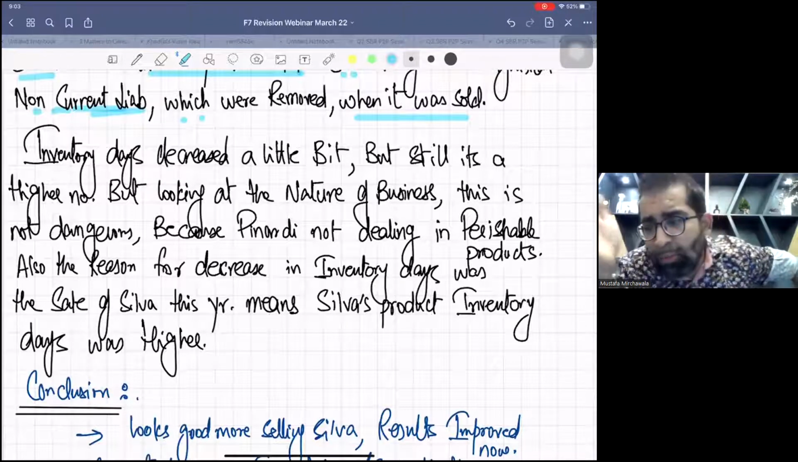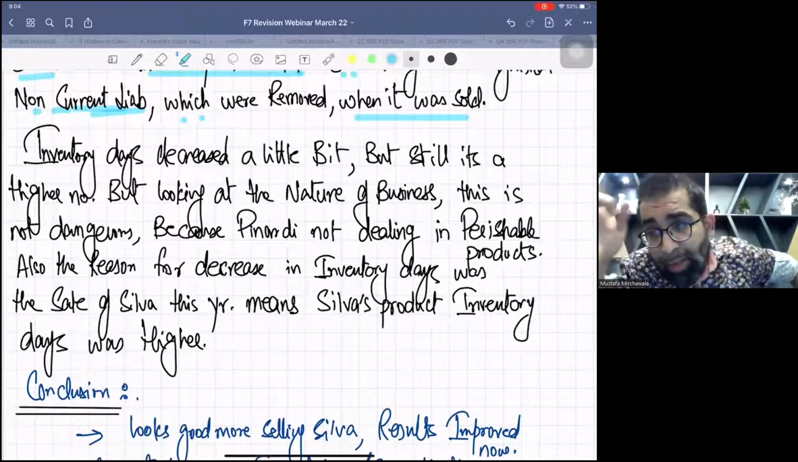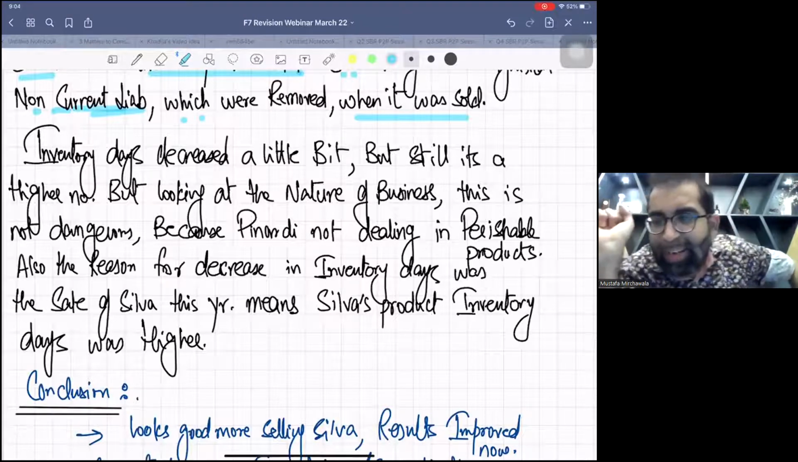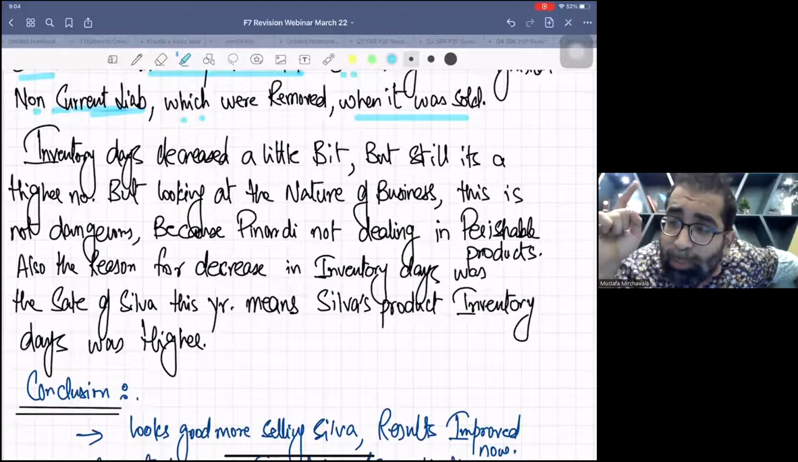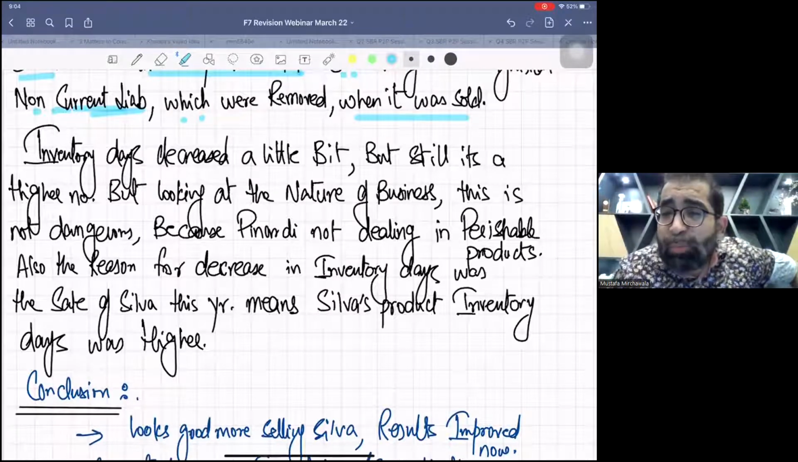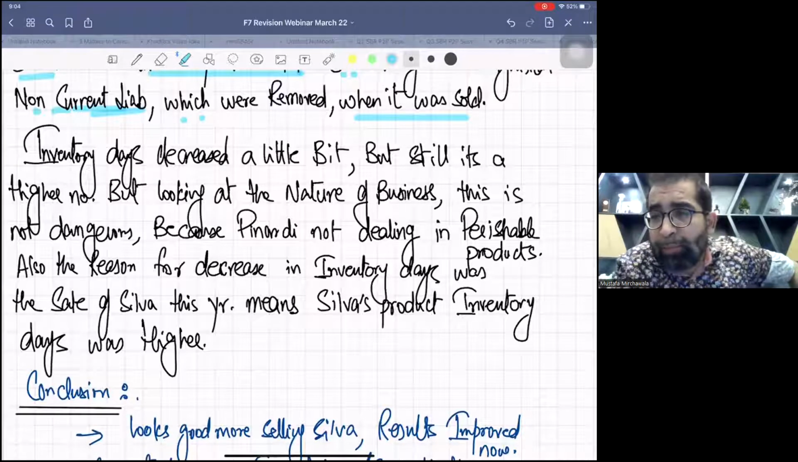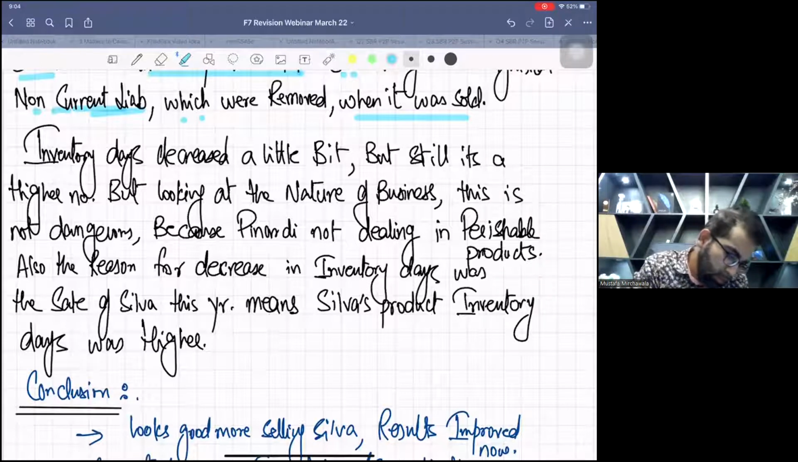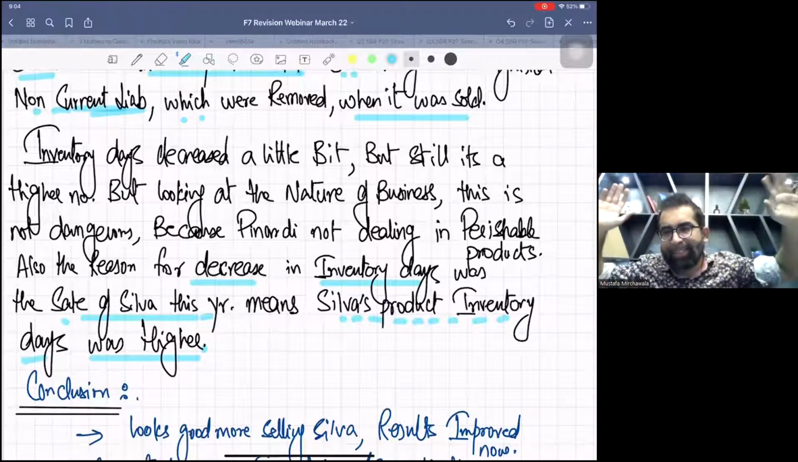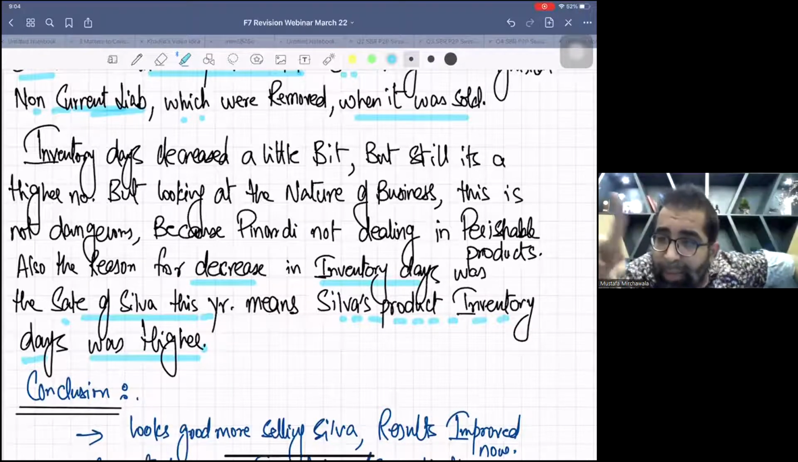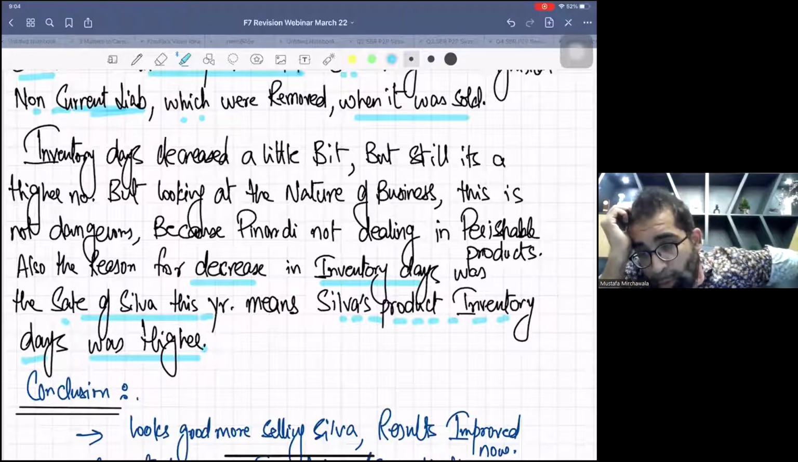Okay. Now, one reason for the decrease in inventory days may be that Silva left this year and inventory days went down. That means Silva's inventory days were much higher. That's why the removal of Silva made us look like we are in a better position. Also, the reason for the decrease in inventory days was the sale of Silva this year. It means Silva's product inventory days were higher. So when we sold it, we are relaxed now. Without Silva, we are better. Without Silva, our inventory days improved. I hope you can connect the dots.